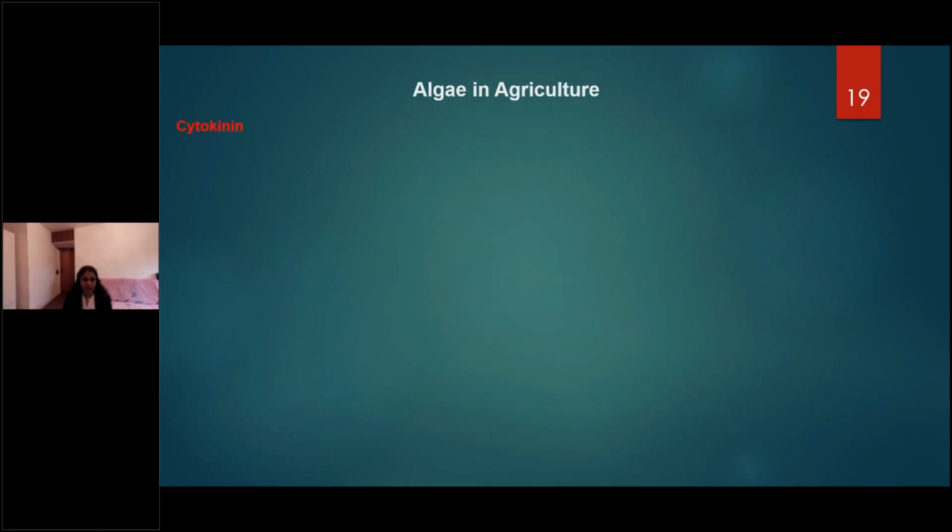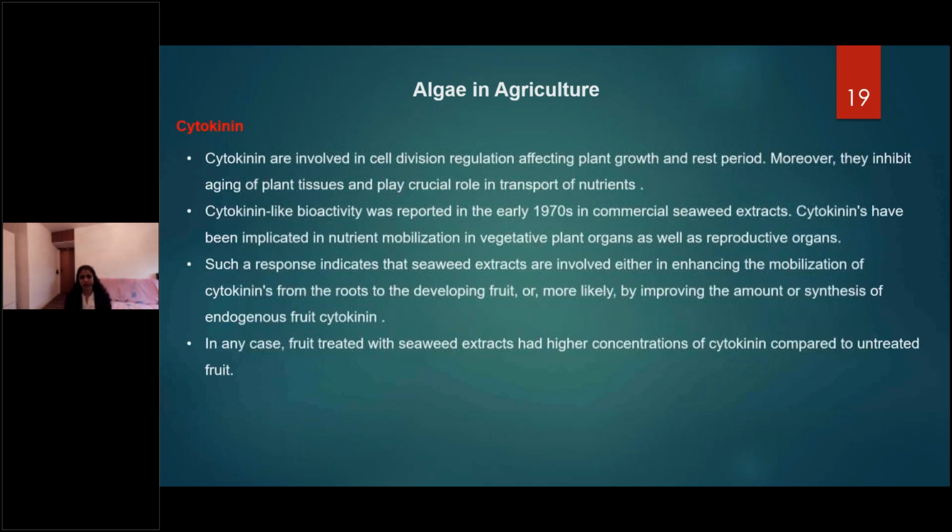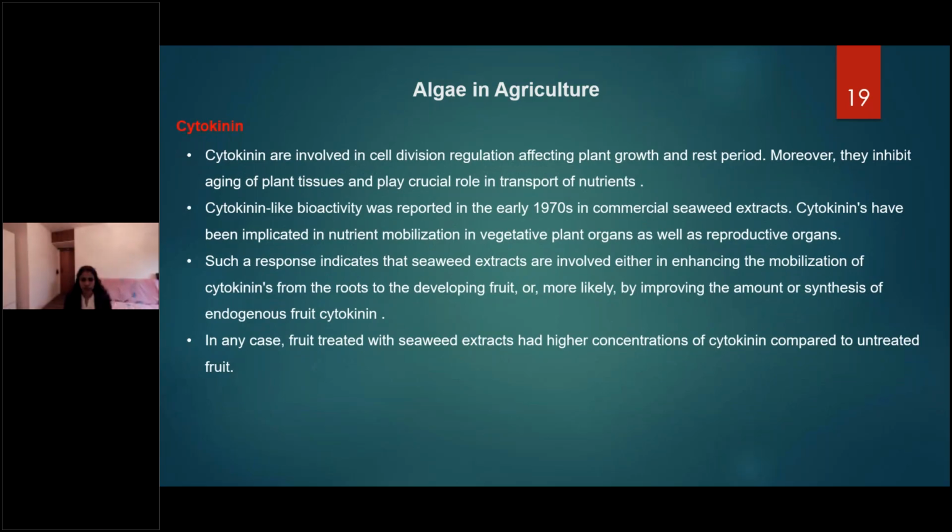So, cytokinin. Cytokinin is involved in cell division regulation, affecting plant growth and rest period. Moreover, it inhibits aging of plant tissue and plays a crucial role in the transport of nutrients. Cytokinin-like bioactivity was reported early, in the 1970s, in commercial seaweed extract. Cytokinins have been implicated in nutrient metabolization in vegetative plant organs as well as productive organs. Such a response indicates that seaweed extracts are involved either in enhancing the metabolization of cytokinin from root to the developing fruit, or more likely in improving the synthesis of cytokinin in the developing fruit.